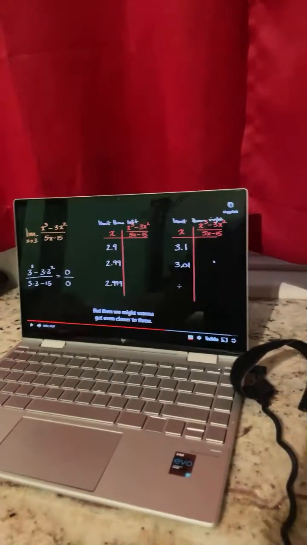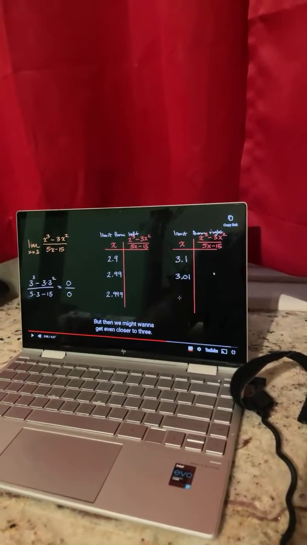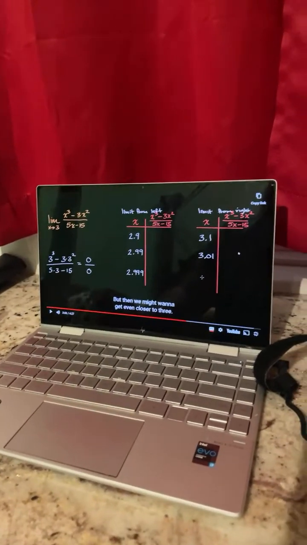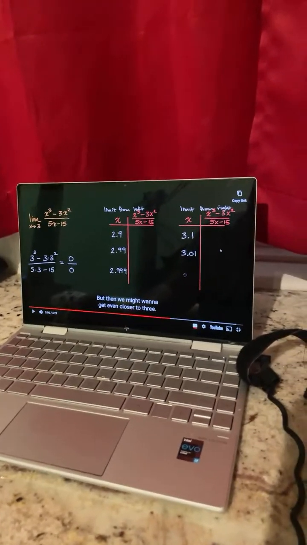So what we're trying to do is approach 3, but not exactly 3. We're trying to get close to 3 from both sides.